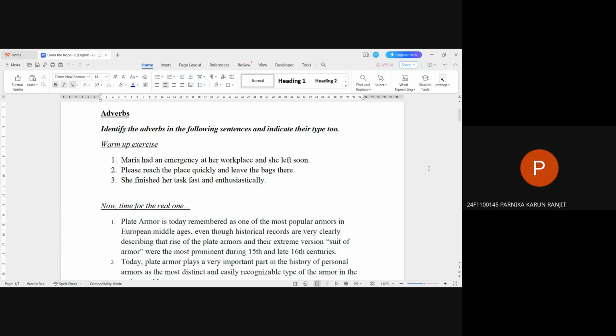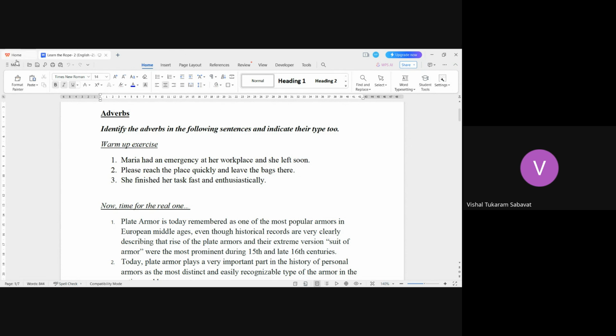Soon. Okay. And soon would be what kind of an adverb? Time. Yes, time would be the right answer. Anything else in that sentence? Left, ma'am. Left is a verb, right? Not an adverb. Yeah, it's a verb.